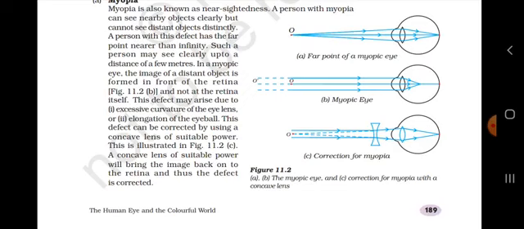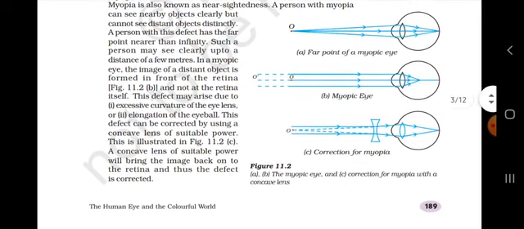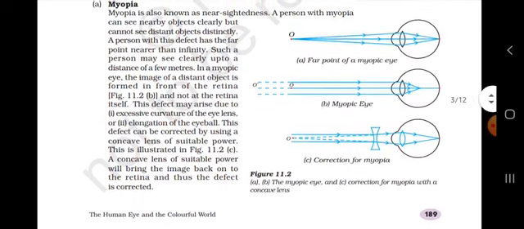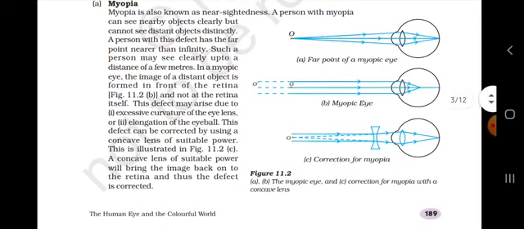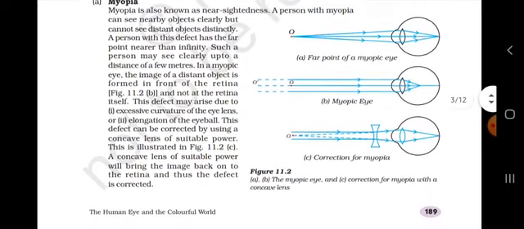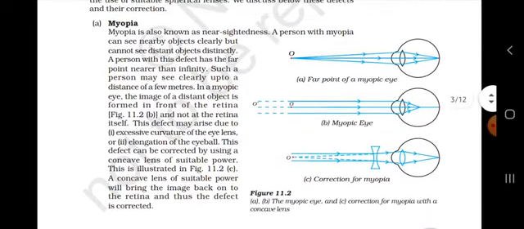This defect can be corrected by using a concave lens of a suitable power. So you need to know that the concave lens is the correction for the myopic eye. A concave lens of a suitable power will bring the image back onto the retina, and thus the defect is corrected.